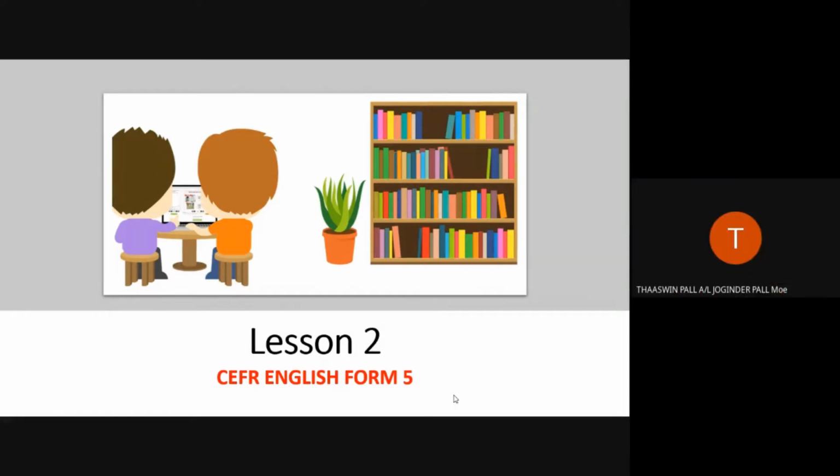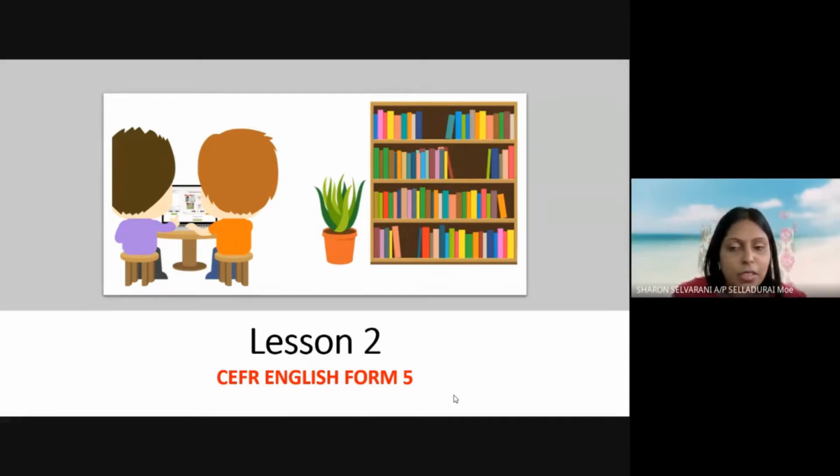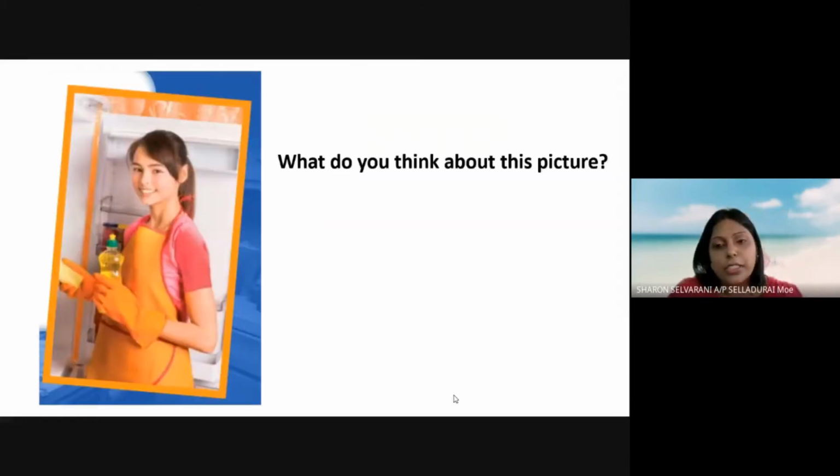Okay, what is written? Lesson 2, and this is from your CEFR English Form 5 textbook. As we shared with you last week, your textbook is called Download, right? So now let's look at this picture. I need you to speak. What do you think about this picture? What's happening in this picture?